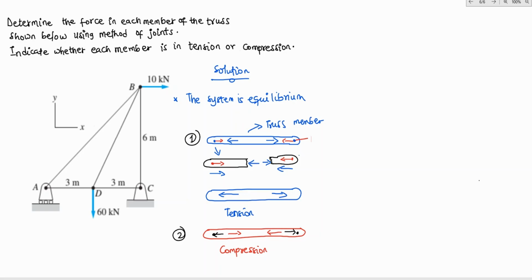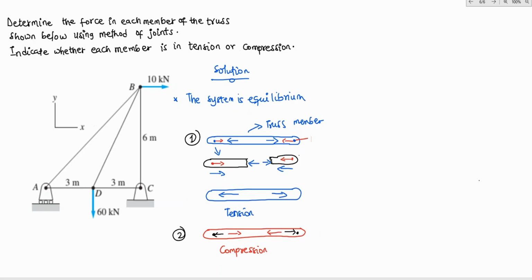And then when you are using the method of joints, you are going to choose arbitrary directions for the forces acting on the pin joints. So what will happen is that if at the end of your calculation you get your answer to be positive, that means that the force is in tension. And if you get negative, that means that it is in compression.